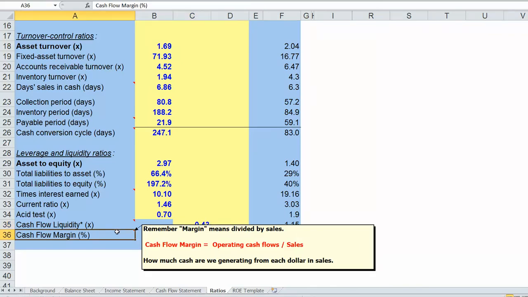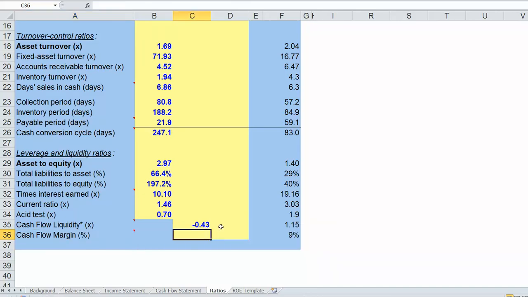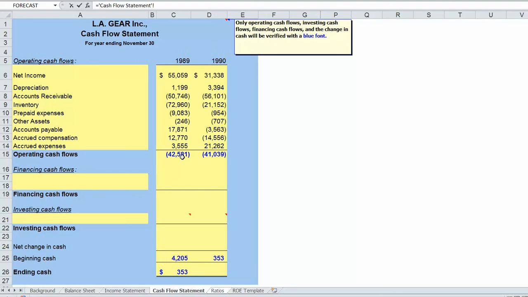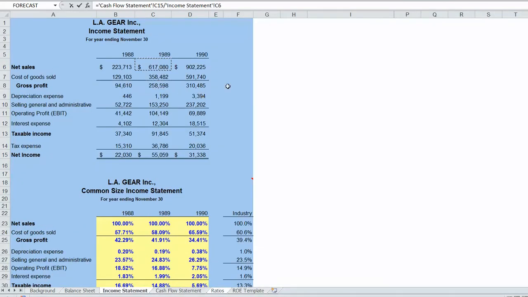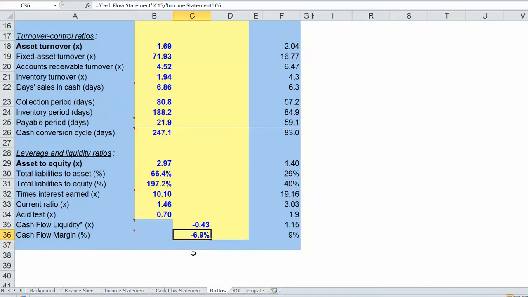Our cash flow margin, remember, margin simply means divide by sales. So our cash flow margin is going to compare our operating cash flows and divide that by our sales. How much are we generating in cash from each dollar in sales? So equals operating cash flows, negative $42,000, divided by sales of 617,000. Negative 6.9%. This means that for every dollar we generate in sales, it's costing us, or we have $1.06 or $1.07 in cash going out the door. Not a good long-run situation.